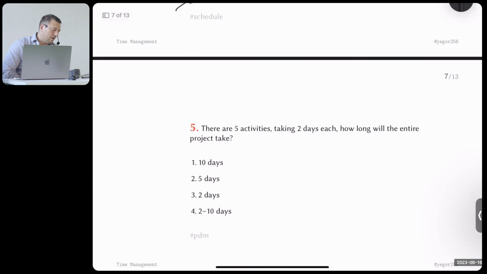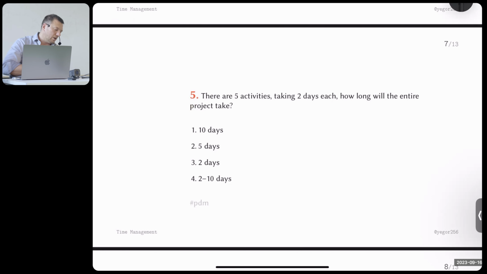Number 5. There are 5 activities taking 2 days each. How long will the entire project take? What's your answer? I think it's clear, right? Yeah, the answer is 10. That's obvious. You're smart enough to understand that.